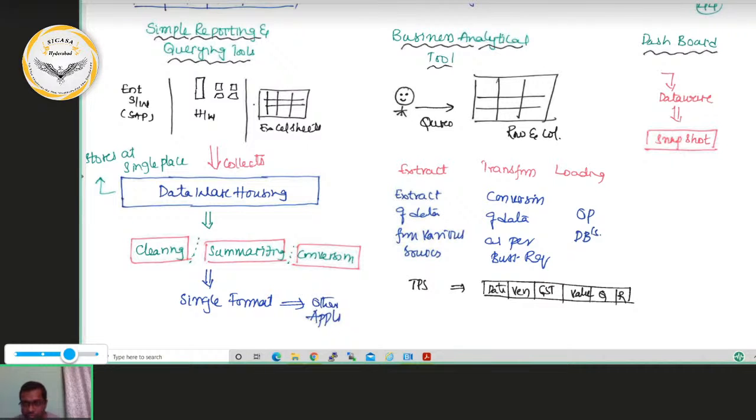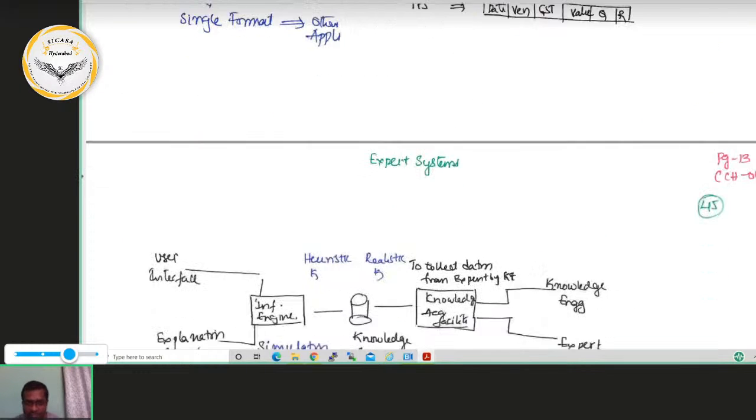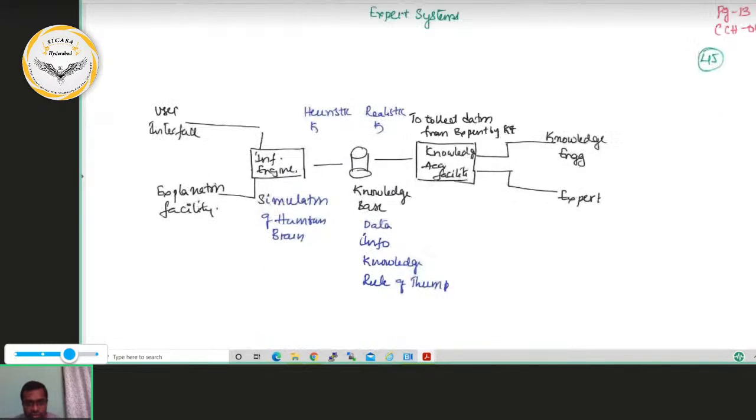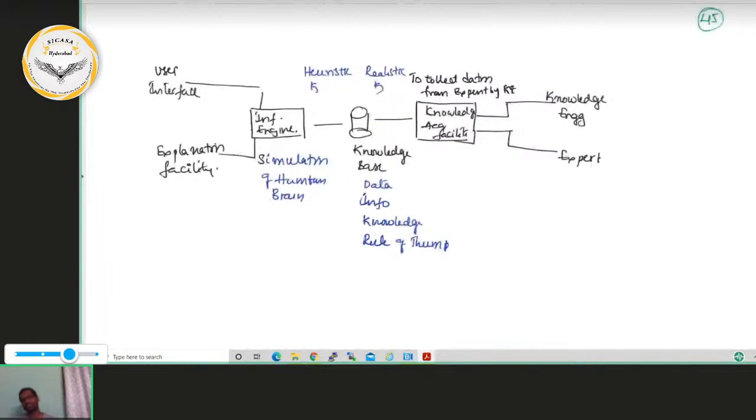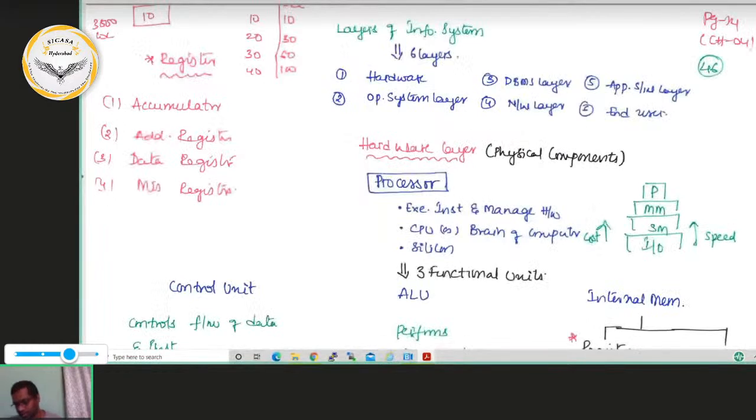Okay, so let us move to the next concept, expert systems. I'm leaving. Okay, so as I said, we'll be completing certain topics of chapter 2. These layers of information systems are also from chapter 2. So let us see layers of information systems. We'll start chapter 2 again.